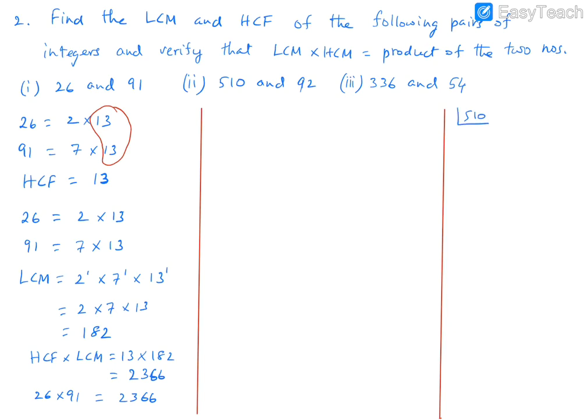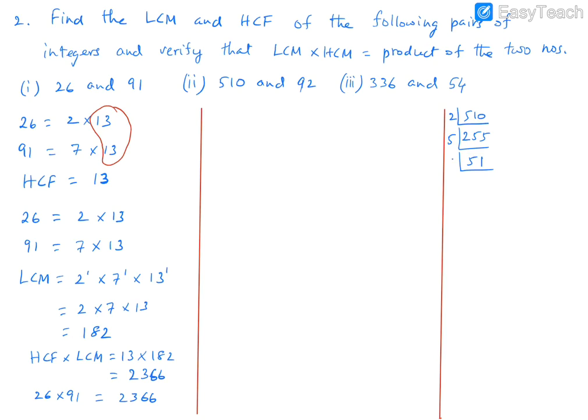510. Since it's an even number, we can divide it by 2. So 2 goes into 5 2 times. Then we have 11. 2 5s are 10. The remainder is 1. And it's ending in 5, so we can divide it by 5. So 5 5s are 25, 5 1s are 5. And then we have 51.